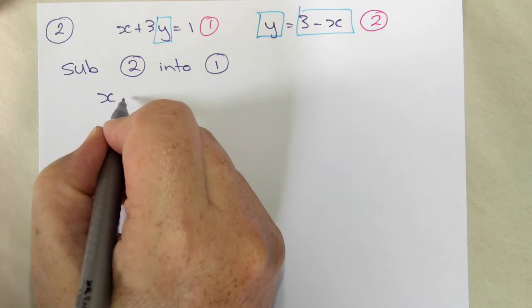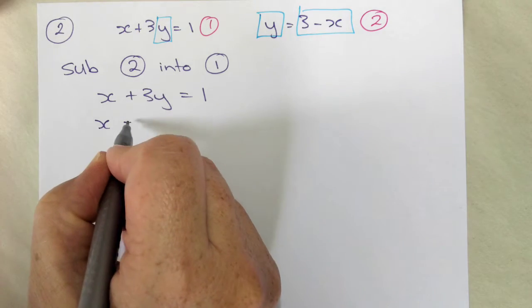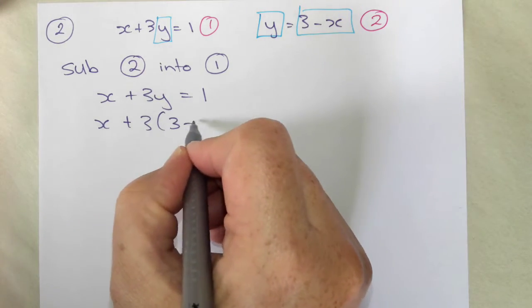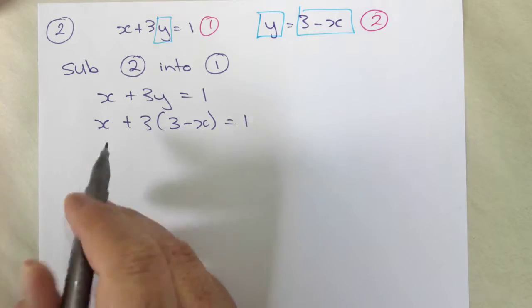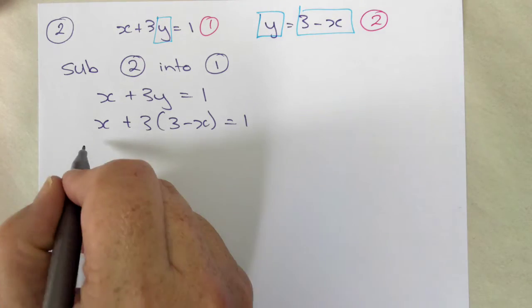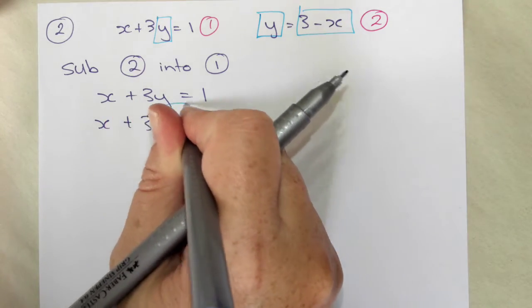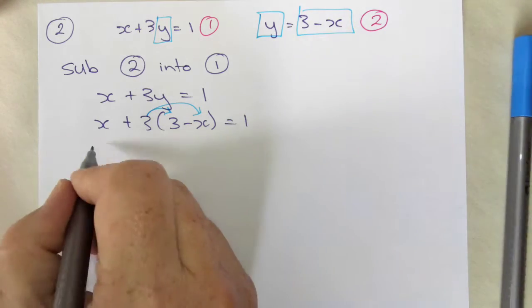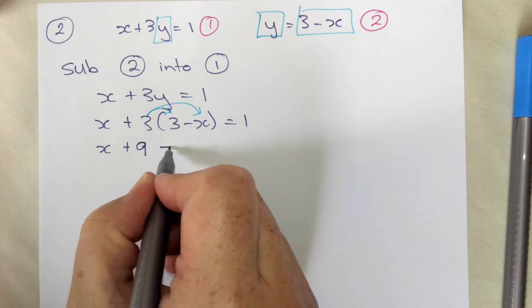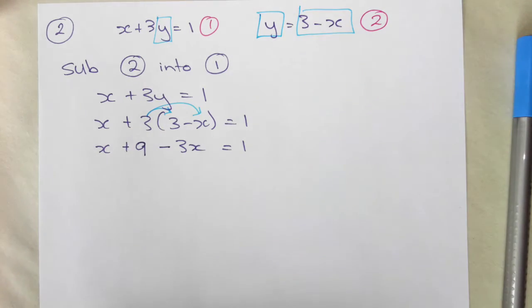So I'm just going to write down equation 1, x plus 3y equals 1. And now in place of the y, I'm replacing that with 3 minus x. Now remember, that's 3 times y, so it's 3 times all of that. So let's expand out that now. So 3 times the 3 and the 3 times the minus x. So we're going to do x plus 3 times 3 is 9. Take away 3 times x is 3x equals 1.